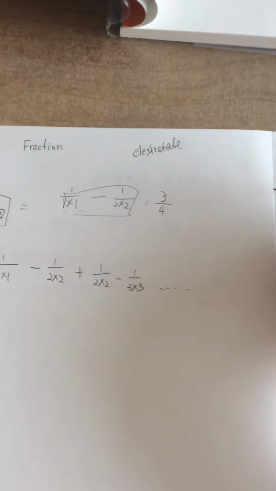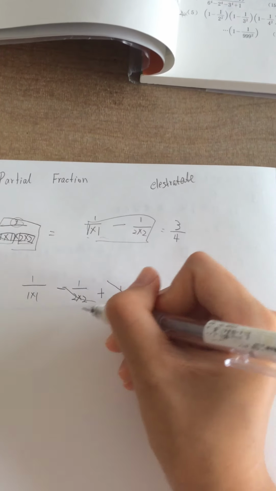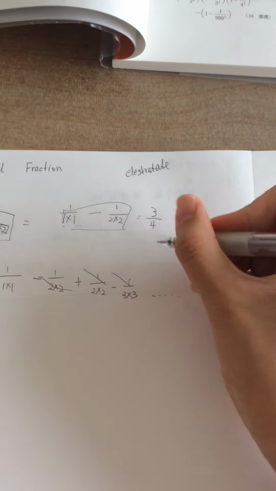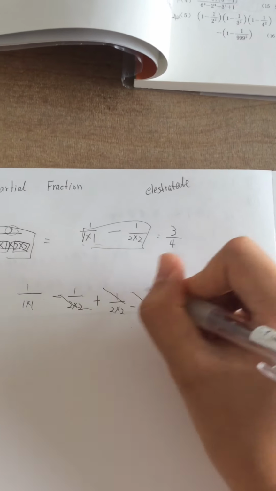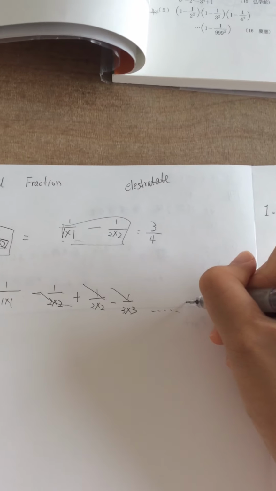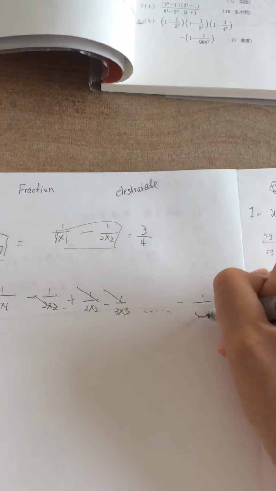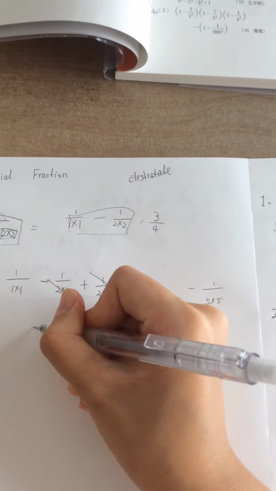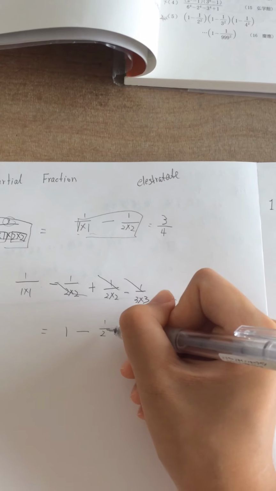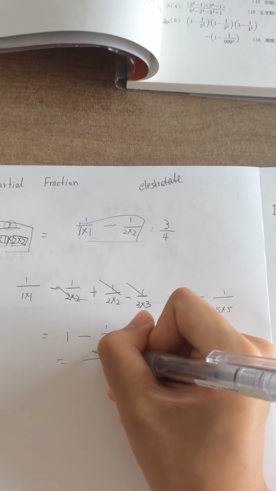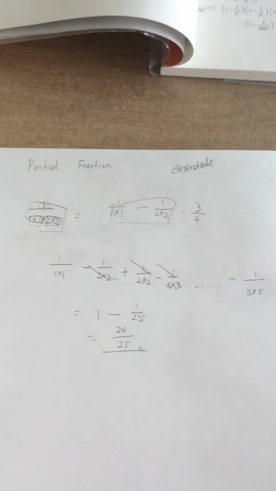And we can see that all the terms in the middle disappear, and we eventually get 1 over 1 multiplied by 1 minus 1 over 5 multiplied by 5. Then calculating this, we get 1 minus 1 over 25, and so the answer will be 24 over 25. And that's the answer.